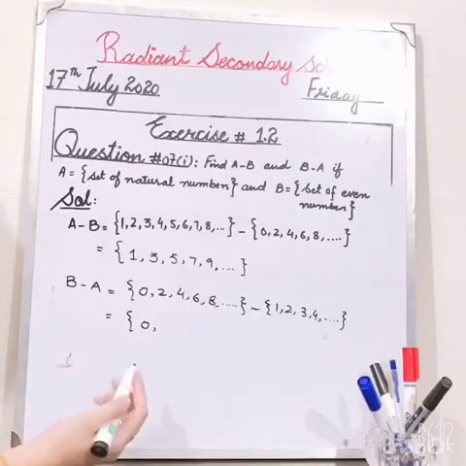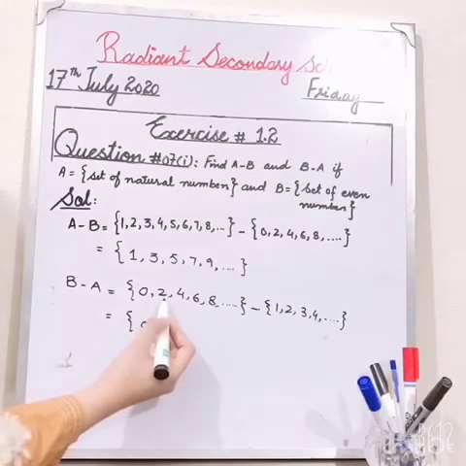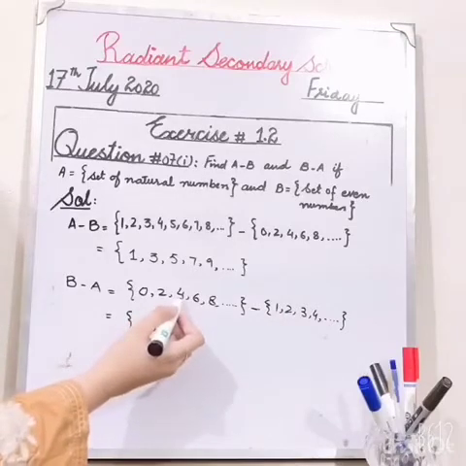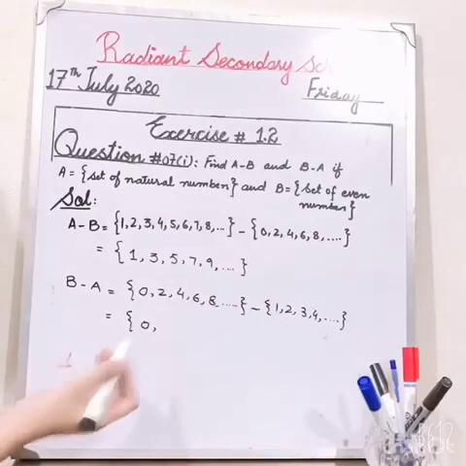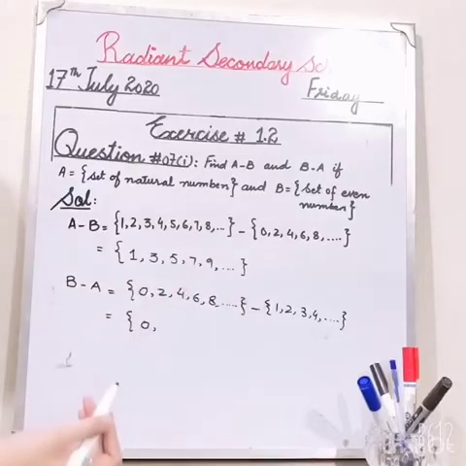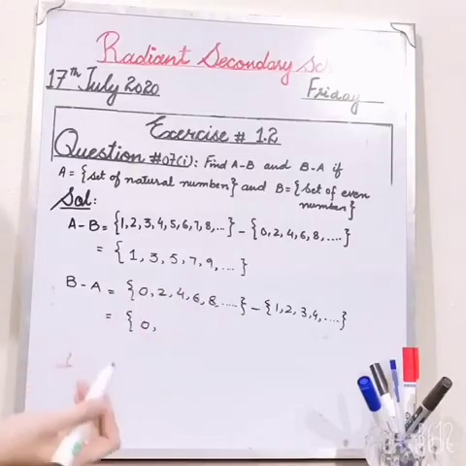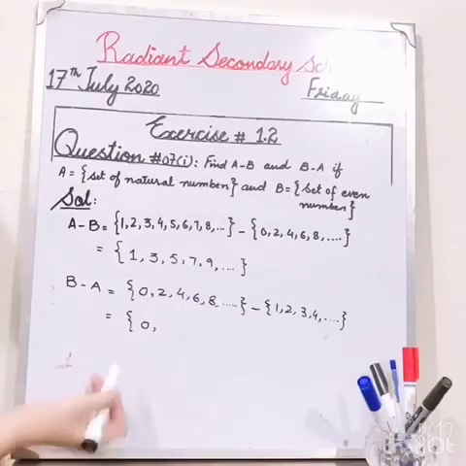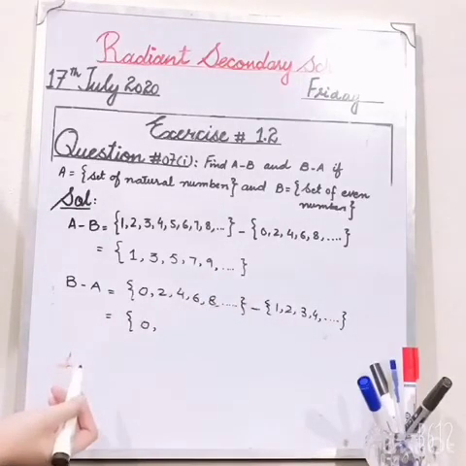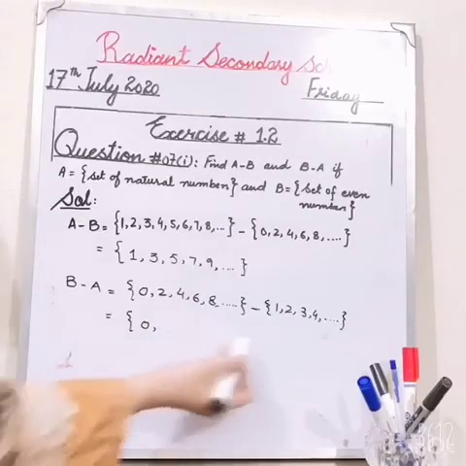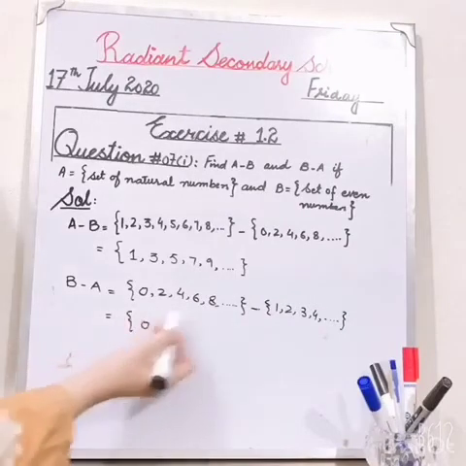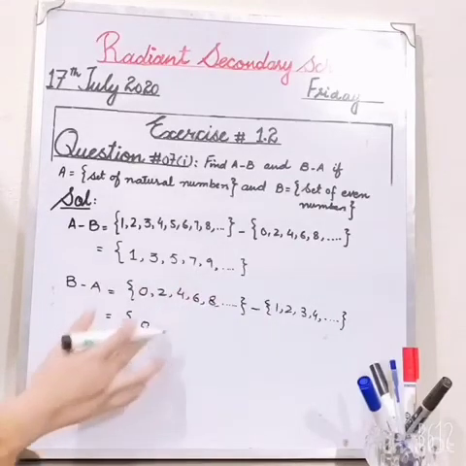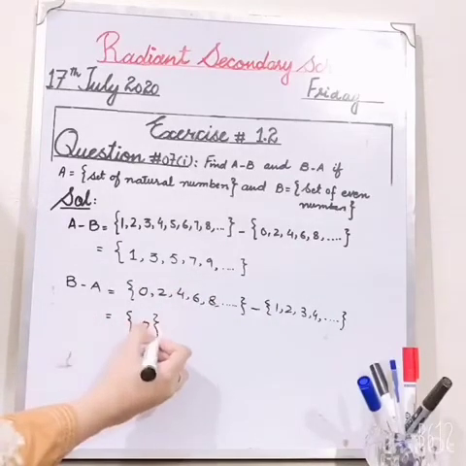Similarly, 2 is present in this set as well as in this set, so you will not write it. Similarly, 4 is also present in both the sets, 6 is also present in both the sets, 8 is also present in both the sets. So, when you see after 8, 10 will come, 10 will also present in both the sets. So, is there any other number which is in first set and not in the second set? No. So only 0 will be our answer.